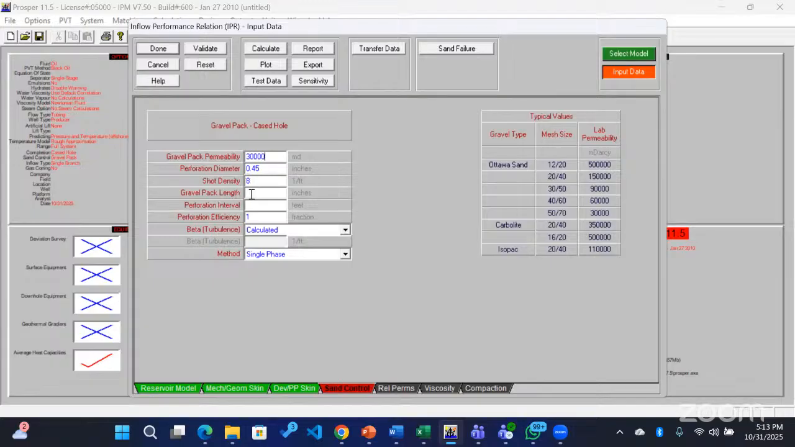So shot density gravel pack length, let's say is about 6 inches. Perforation interval. So let's say we perforate around 30 feet out of our 40 something feet of our reservoir. And then we can calculate. So method, let's leave it as single phase, then yeah, the beta turbulence will be calculated. The next thing we want to do is we've entered all those information, and then let's calculate.